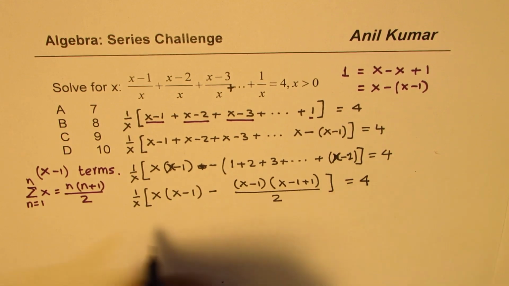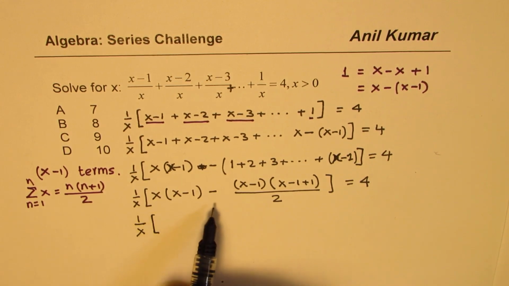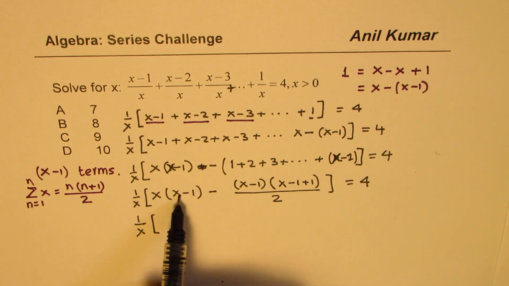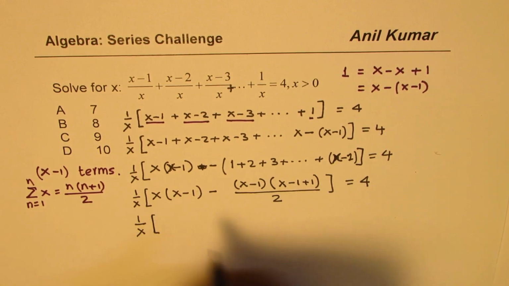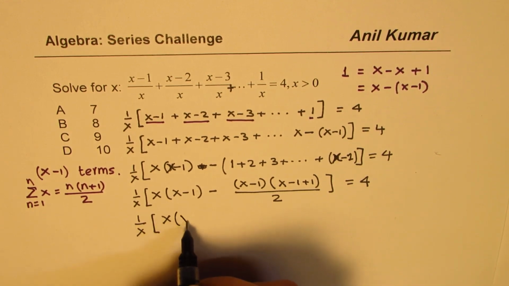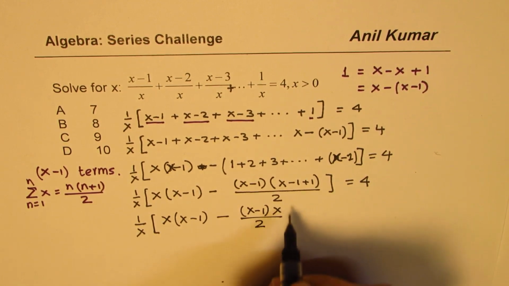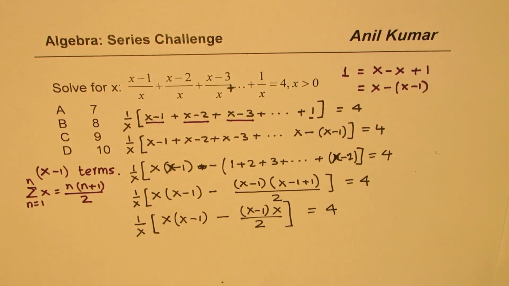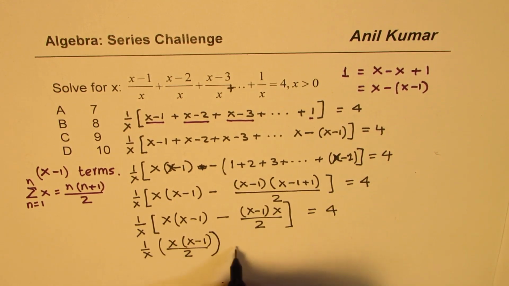This should be equal to 4. Perfect. So what we get here is 1 over x times, now here we could simplify this. We can take x minus 1 over 2 common. Here it is x. Let me rewrite this also. So what we get here is x, this term is also x, and this is x minus 1. So x minus 1 minus (x minus 1) times x over 2 equals 4. So when you take this as common, you get 1 over x times (x minus 1) over 2, perfect, equals 4.